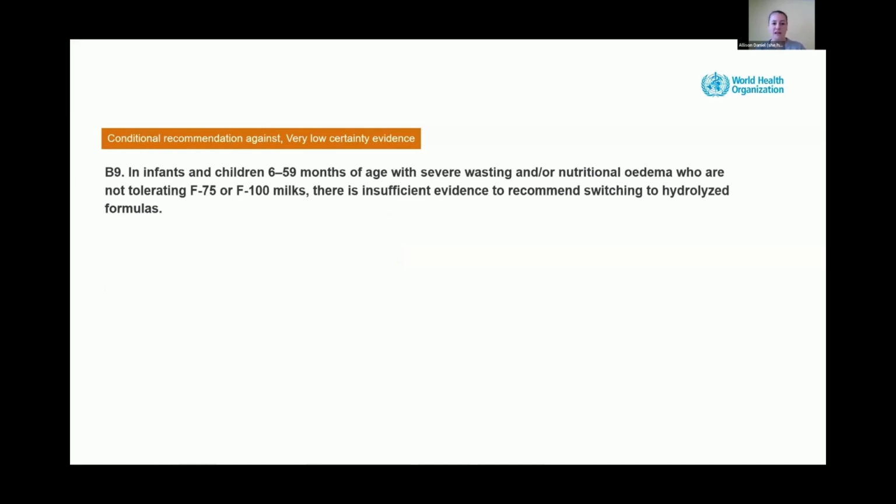And this recommendation states that for infants and children with severe wasting and or nutritional edema who are not tolerating F75 or F100, there is insufficient evidence to recommend switching to hydrolyzed formulas. But this is another scenario where I do advise that you look at the remarks to determine if there are certain cases when this might be appropriate, which we've given some input on.